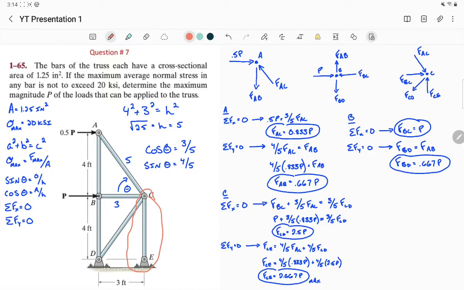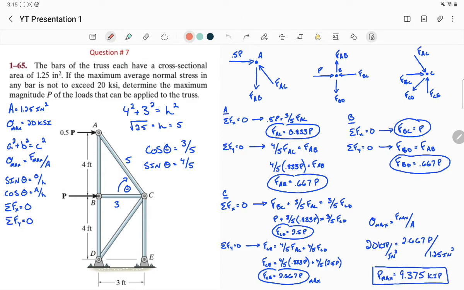The next thing we're going to do is plug these values into our stress equation. It's going to look like this. We get that the maximum allowable stress is going to be equal to the maximum force over our cross-sectional area. Plugging in our values, we see that we have an equation that looks like such.